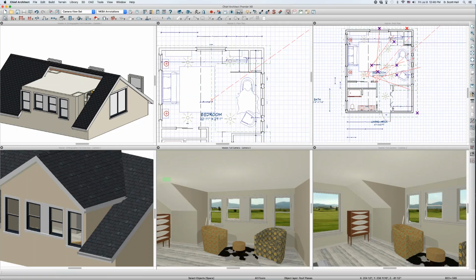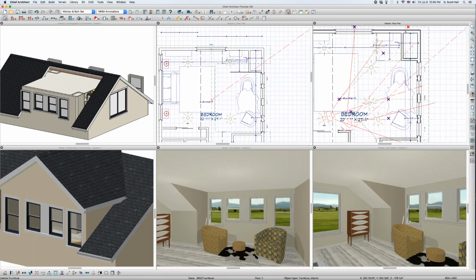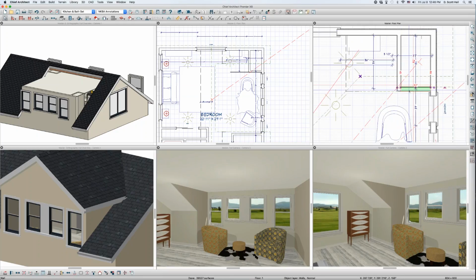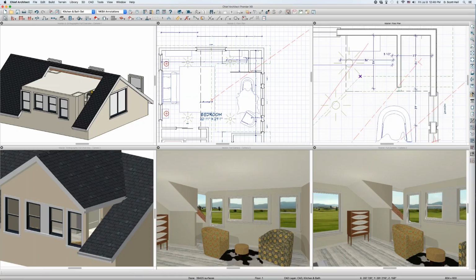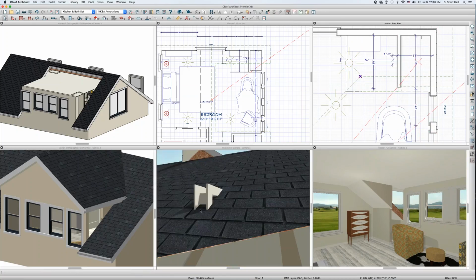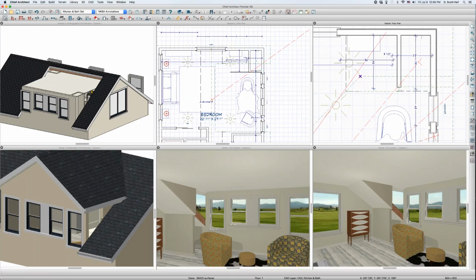So if you look at my plan that I did, this is my plan right here. I've got this wall right here. Watch what happens if I delete that wall. Look at the bottom middle. See, I just deleted that wall that was built on the floor plan.